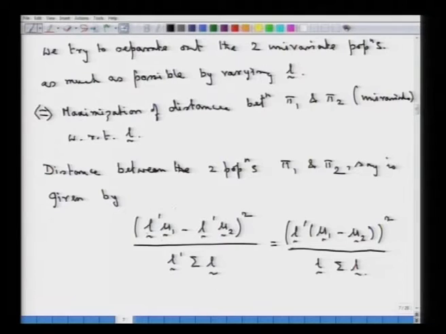So, we are looking at the difference squared in their means, standardized with respect to the common variance. Now, if this is the distance between the two univariate populations, in order to have the optimum discriminant function, we will have to look at what is that L which would maximize such a distance.